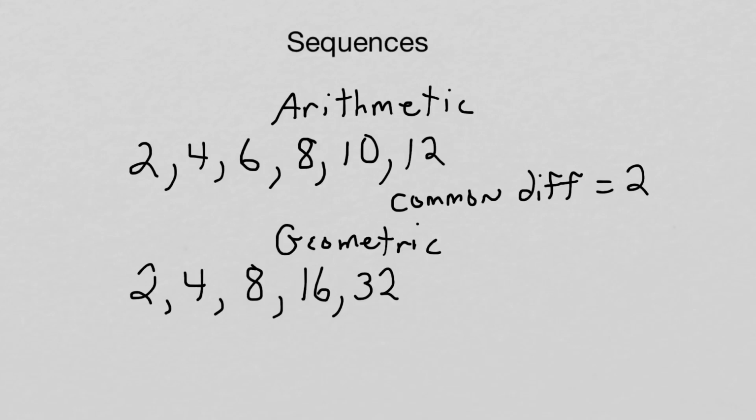Geometric is different. There's not a common difference. There's a common ratio. And the common ratio of this is 2. Basically, each term is doubled in the sequence.